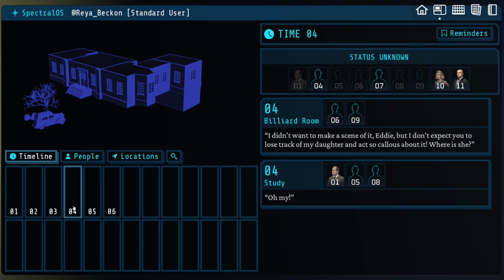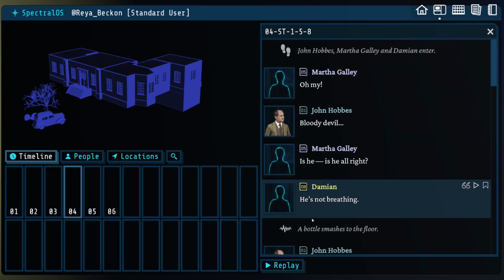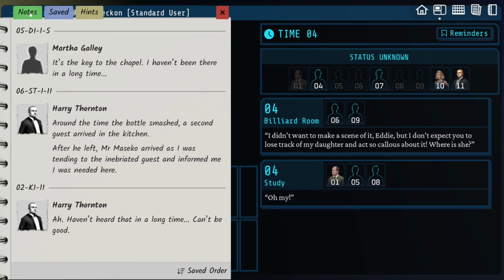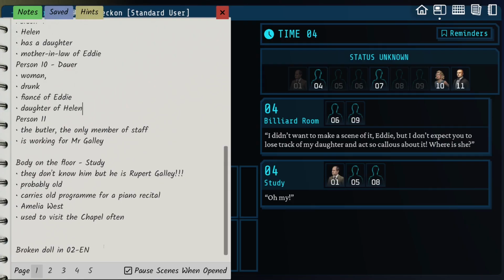We were in the study when the bottle smashed the floor. So we know it's 04. We know it's the kitchen. Can I write this down somewhere? So we know it's the 4. We know it's in the kitchen. We know the butler is there. We know that the lady, the drunk lady, is there.